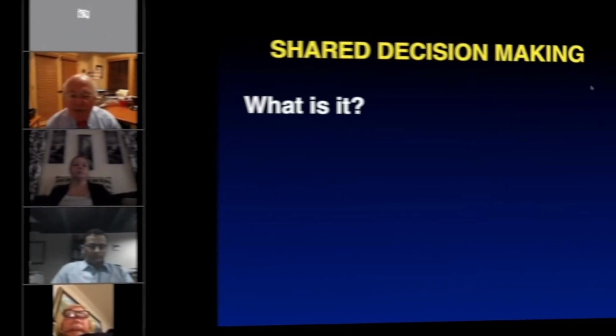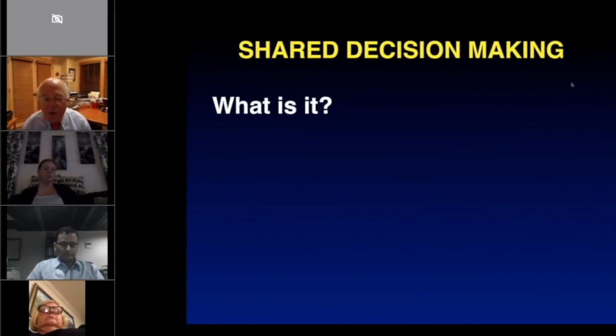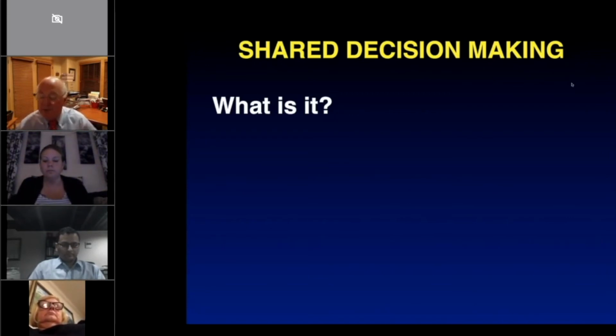But we have up here shared decision making. How would you define that in a patient like this who's not very adherent, still having problems? How do you define that?